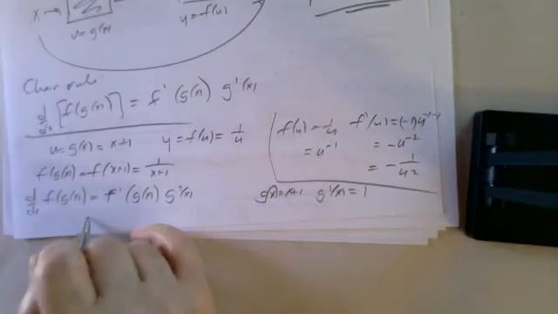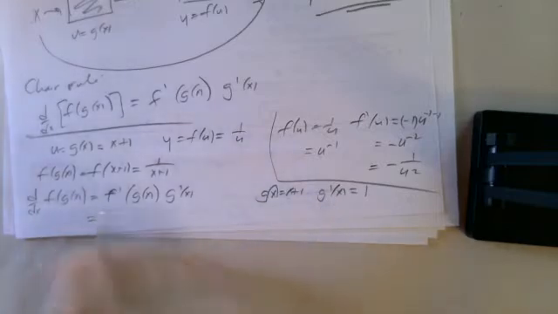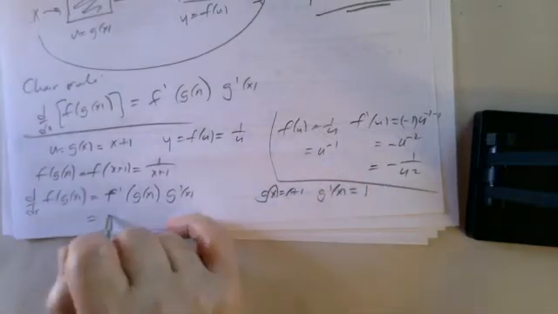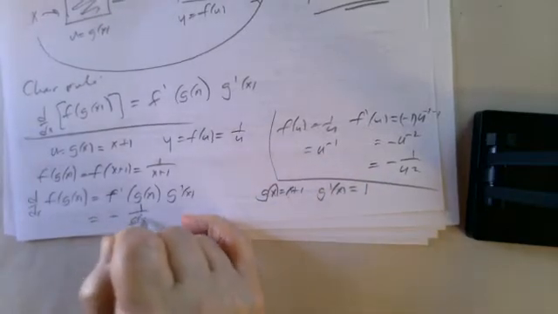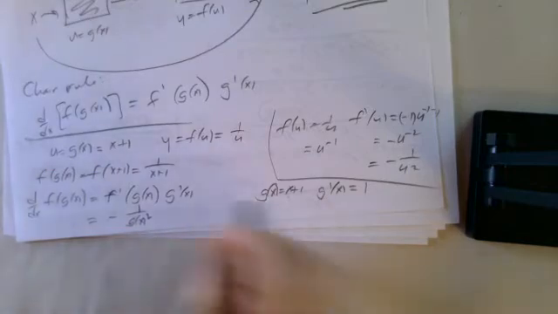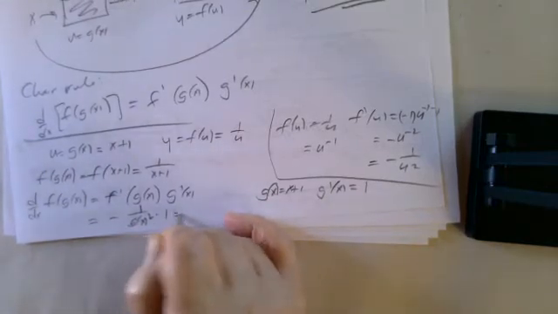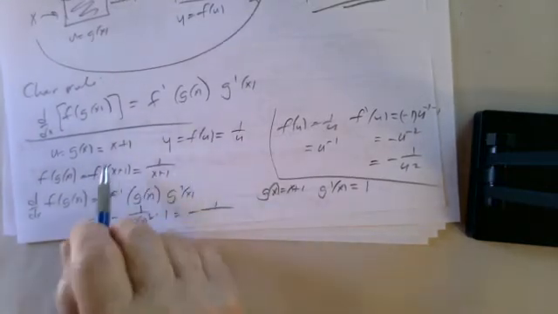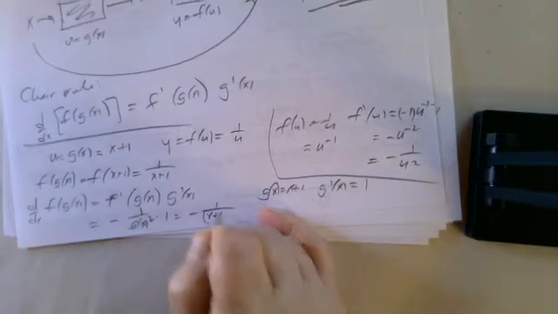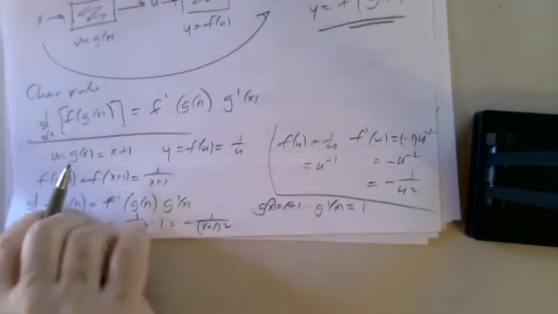So f prime at g of x, f prime is minus 1 over u squared, g of x squared, times g prime of x times 1. This is minus 1 over x plus 1 squared.